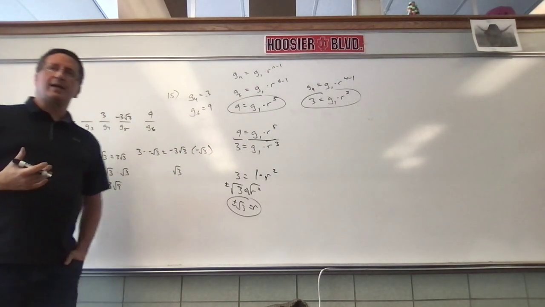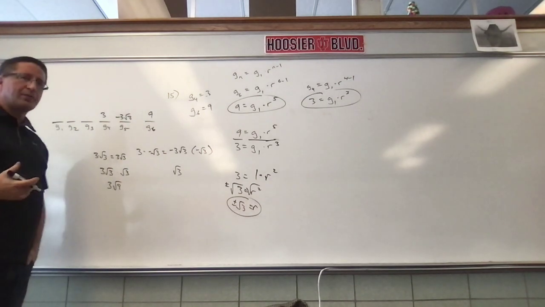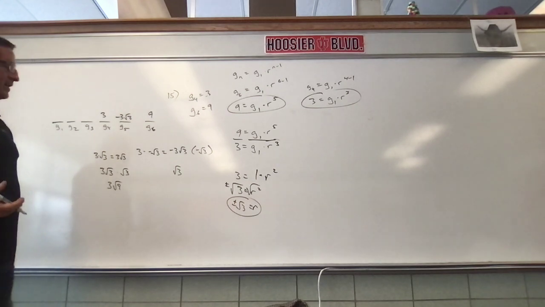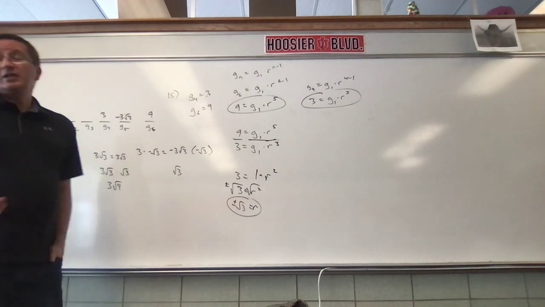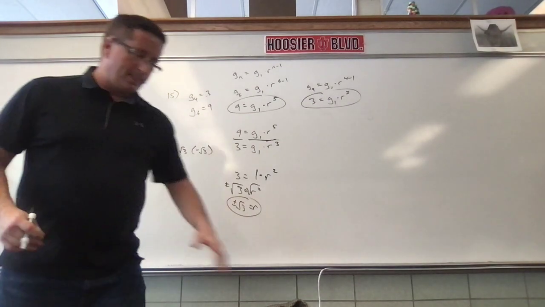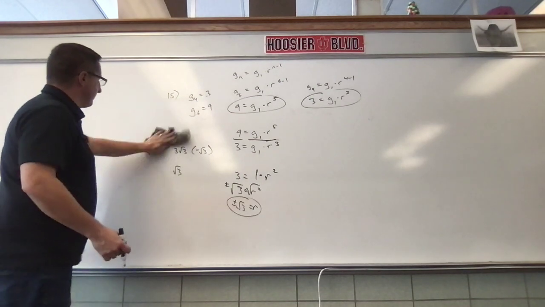Okay? So what we're getting at is this: is this next term 3 radical 3 or negative 3 radical 3? It depends on what the rate is. The rate could be positive radical 3 or it could be negative. We don't have enough information. So I'll tell you what, I'll do an easier one here. Maybe this will make it a little bit easier for you guys to see.